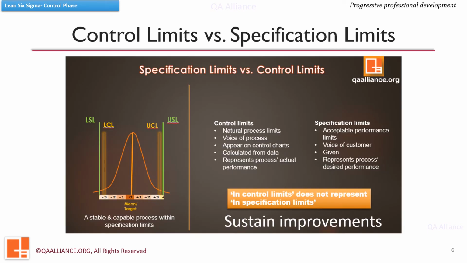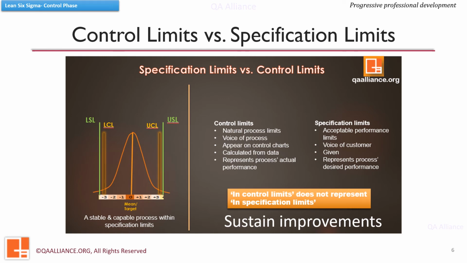As we have seen in earlier lessons, control limits should not be confused with specification limits. Specification limits are provided by the customer, while control limits are usually 3 sigma limits calculated based on the data points. Control limits represent actual process performance while specification limits represent desired performance. Control charts allow the project team to maintain the process performance improved with the help of a Lean Six Sigma project.